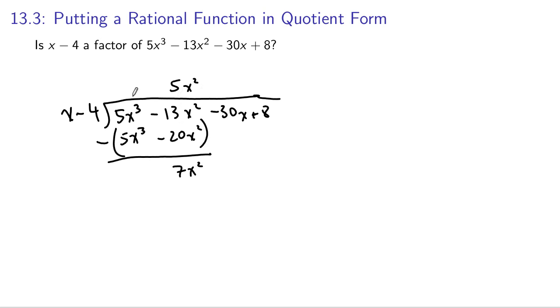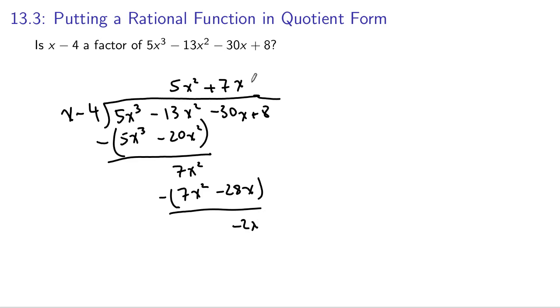What do we multiply x by to get 7x squared? 7x. That gives us 7x squared minus 28x. Subtracting, we get 0. Minus 30 minus minus 28 would be minus 30 plus 28, which is minus 2x.